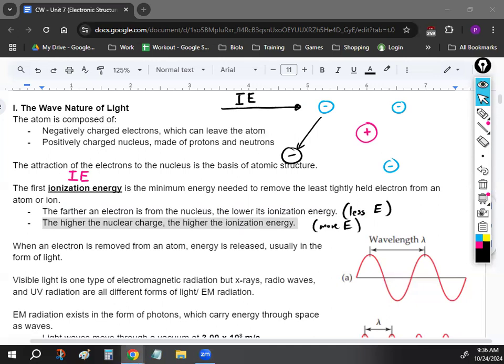All right, any questions on ionization energy? This is just basic preliminary information. It actually gets a little bit more complicated from here, but I wanted to make sure that you guys understood the basic concepts.